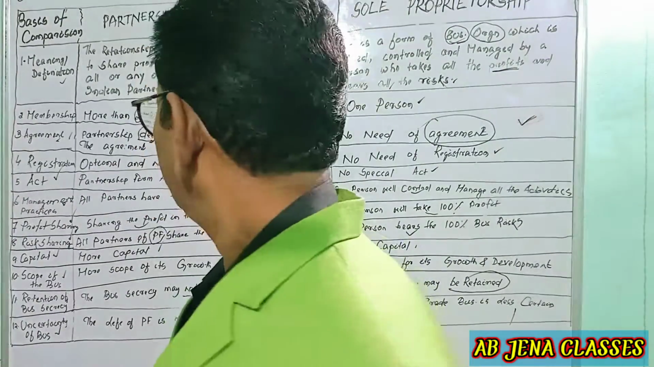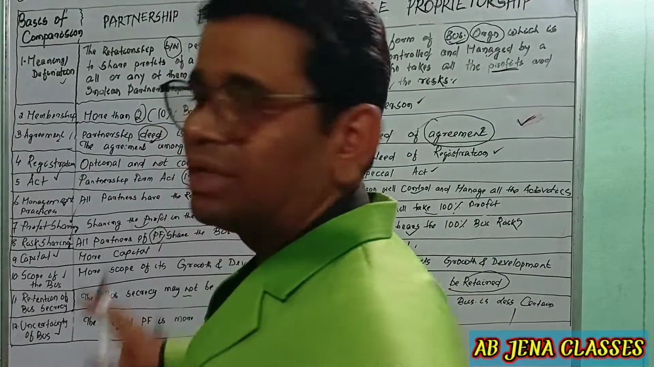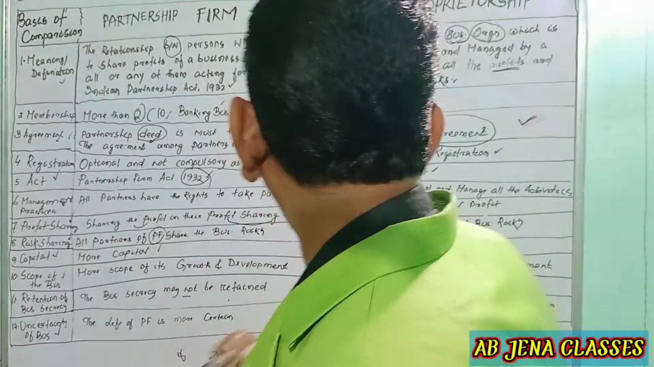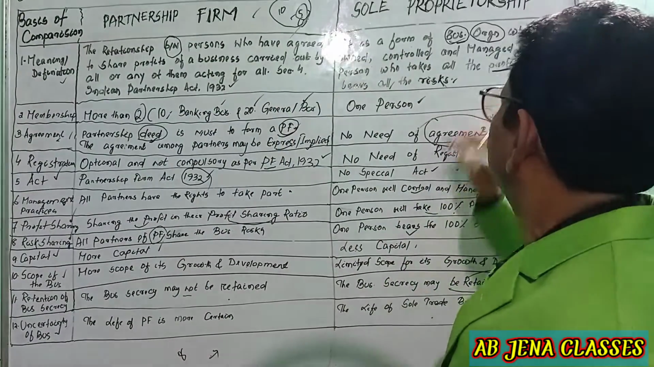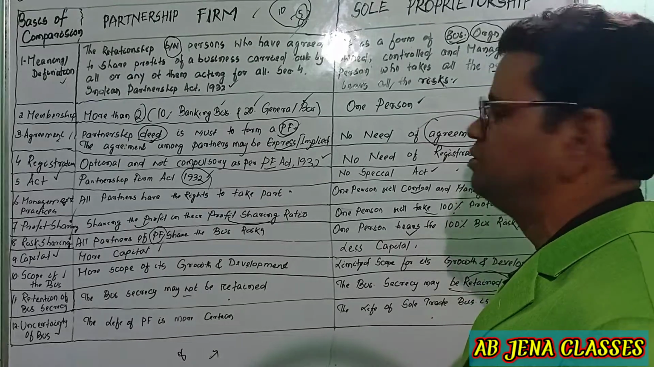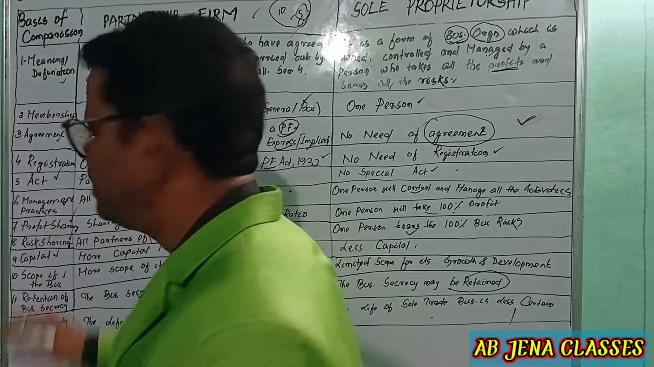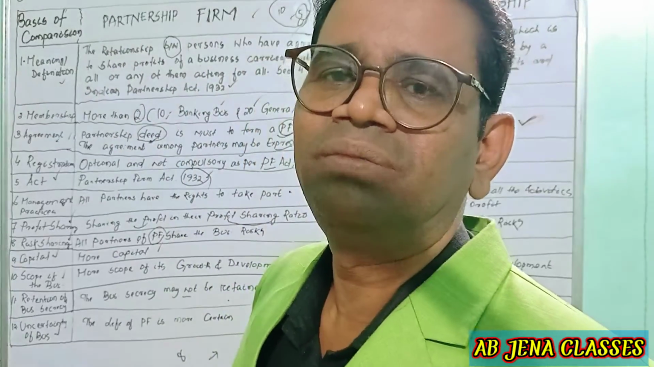Next one is Act. In partnership, one Act is there. The Partnership Act is from 1932, whereas in sole proprietorship there is no special Act like the partnership. Then the management practices, management processes.